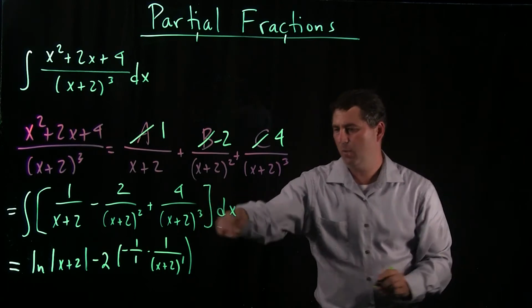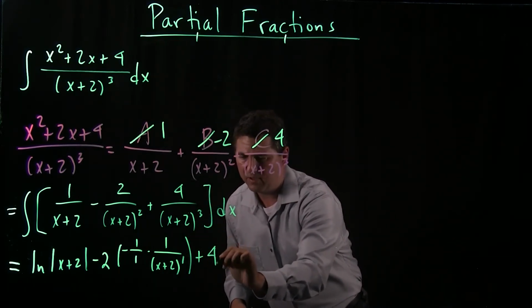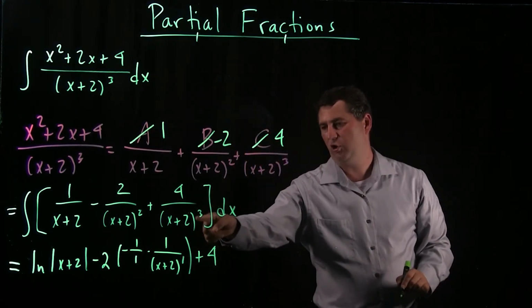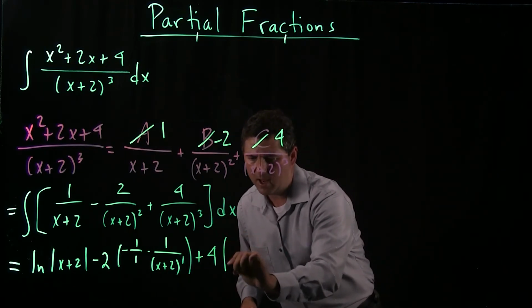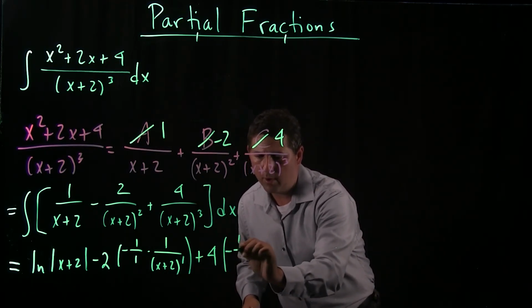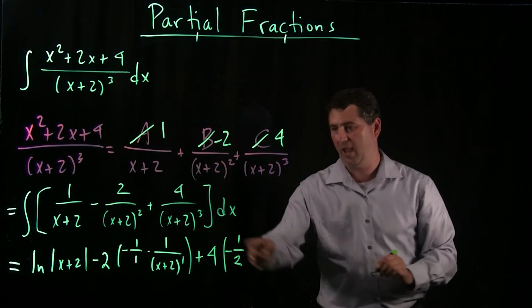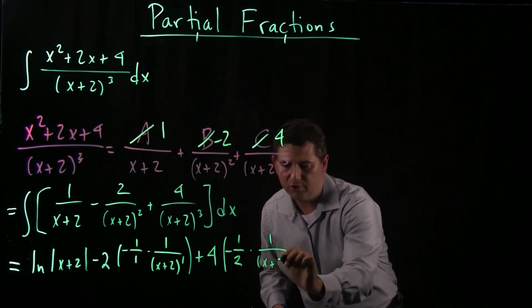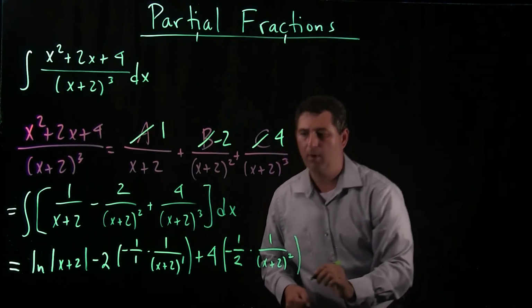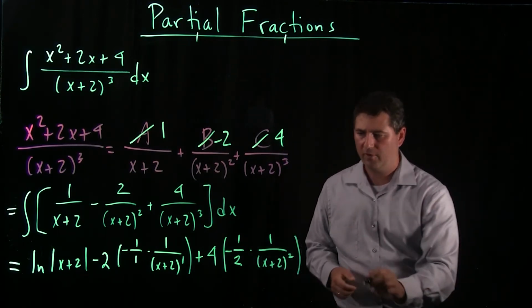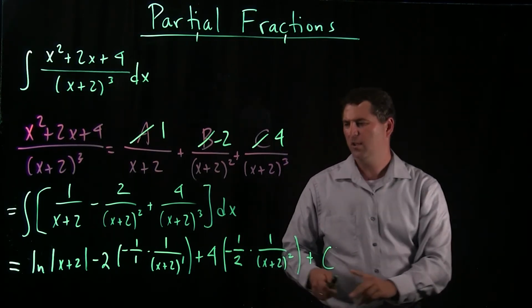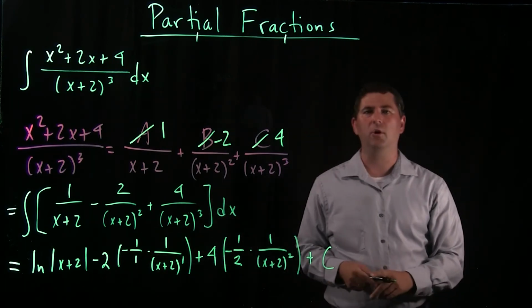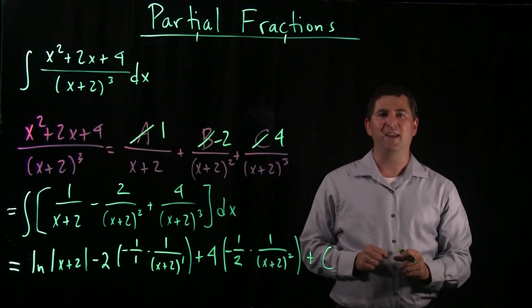Okay, and for the second one, again, we'll just copy the plus 4. Now we have a cube here, so this becomes times negative 1 over 2. We add 1 to the 3, times 1 over x plus 2 to the second power. Okay, and of course, we have our constant of integration. Little bits of simplification can be done along the way. I'll let you guys take care of all that.